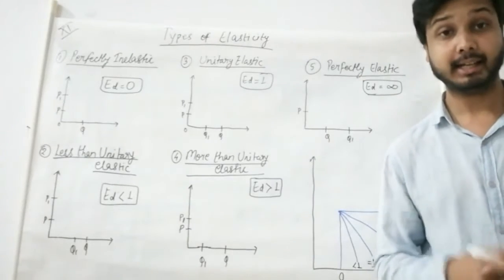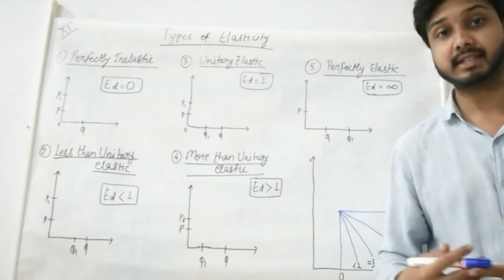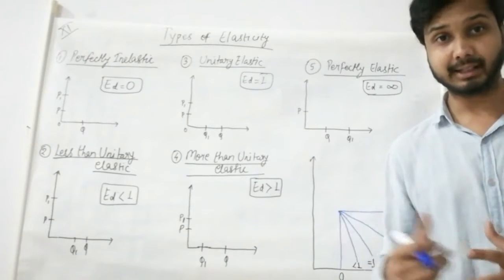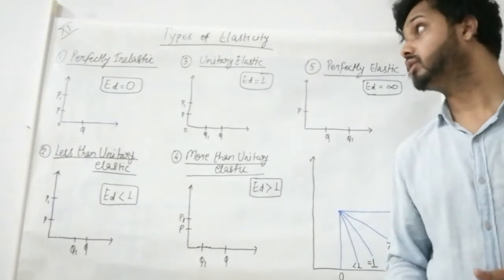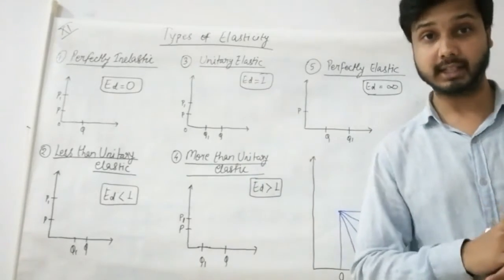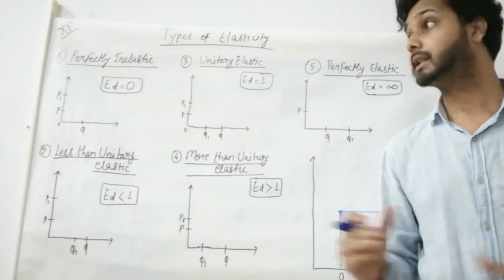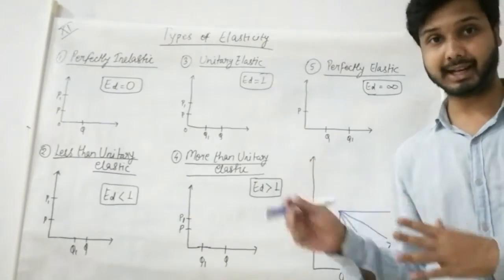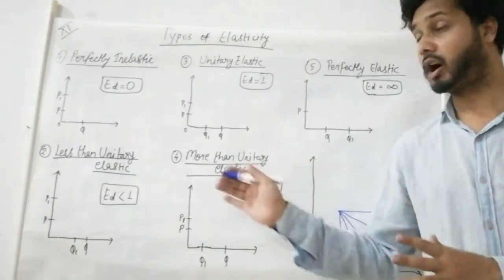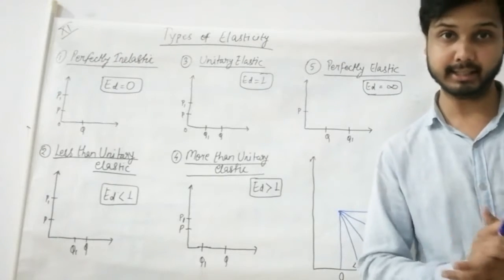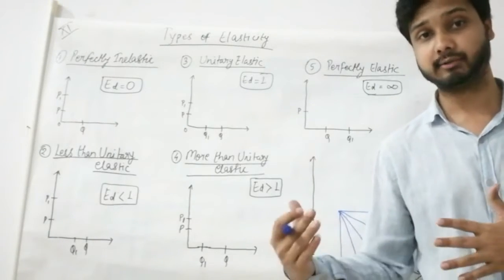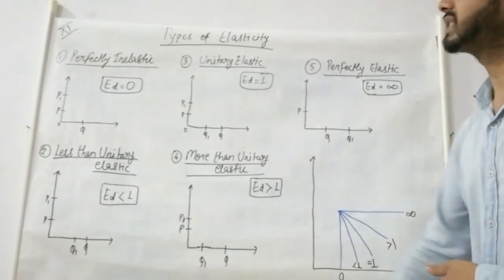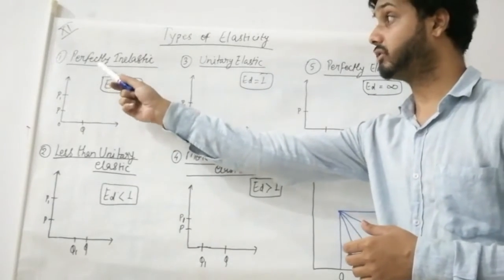Hello students, in the earlier video we have seen the topic of elasticity of demand and the method to calculate it. Now we will see types of elasticity. There are 5 types of elasticity. We will see one by one what the condition is and how the diagram is made in each case. So without wasting any further time, let's start with the first one.